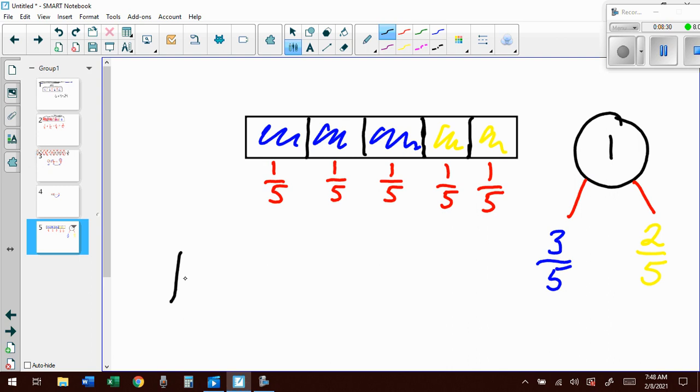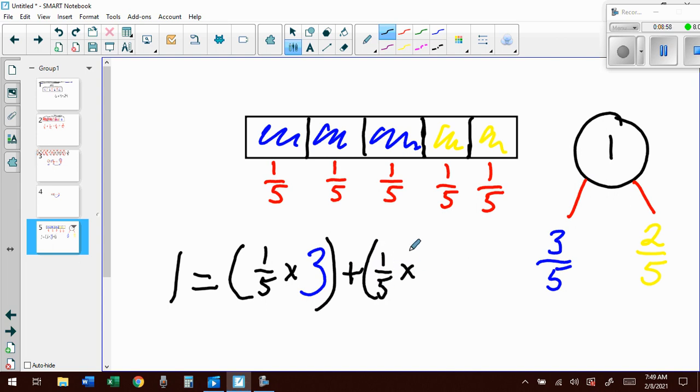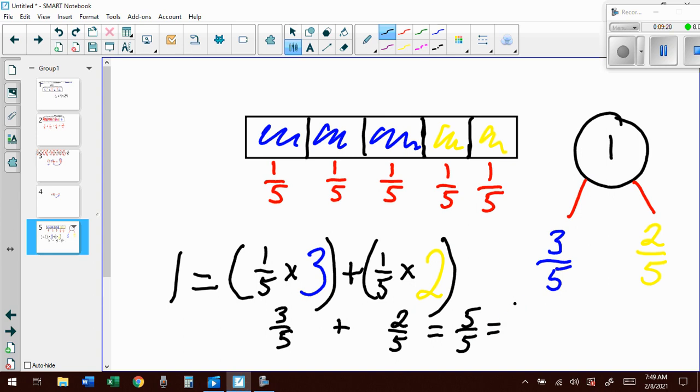This would look like 1 equals 1/5 times 3 plus 1/5 times 2. 1/5 times 3 is 3/5. 1/5 times 2 is 2/5. 3/5 plus 2/5 equals 5/5, which equals 1 whole.